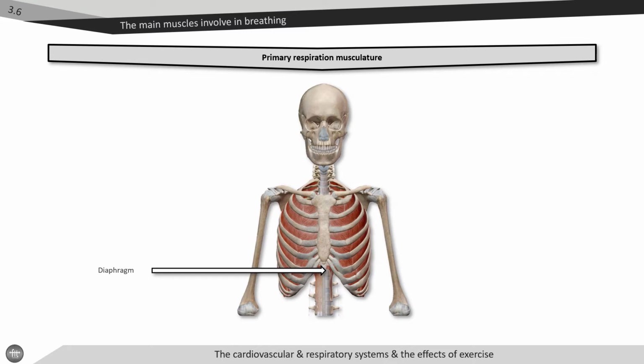We also have the internal and external intercostals, which are located between the ribs. These assist in respiration also. The internal intercostals are located deep to the external intercostals, and they depress the ribs down, aiding in expiration, whereas the external intercostals lie superiorly to the internal intercostals, and these elevate the ribs to aid in inspiration.